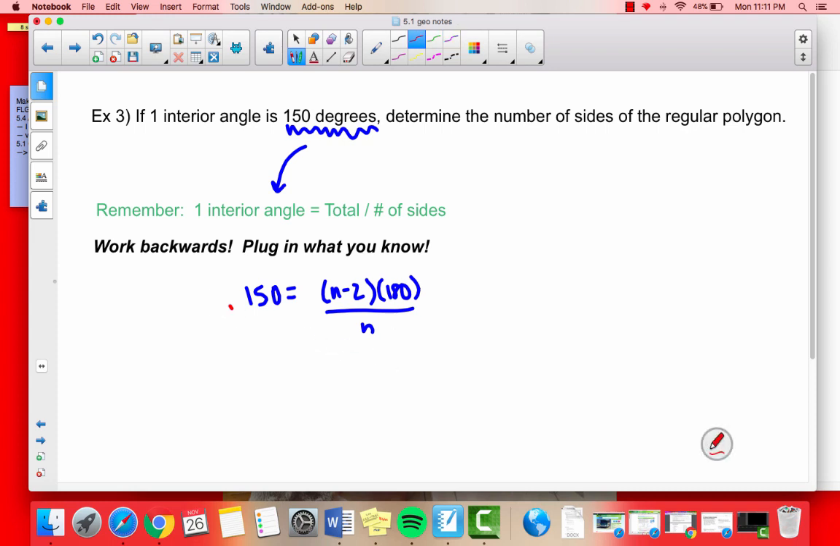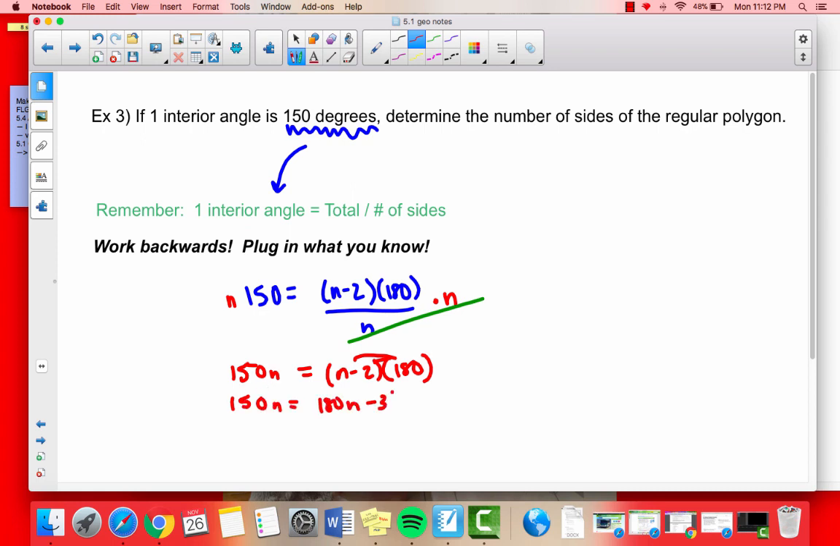And now this is just a matter of solving. So remember, if we don't want a denominator, we can multiply both sides by that value and get it to cancel out. And what that leaves me with is 150n on the left side equals n minus 2 times 180. Next to solve, I'm going to go ahead and distribute the 180. So I would get 150n equals 180n minus 360.